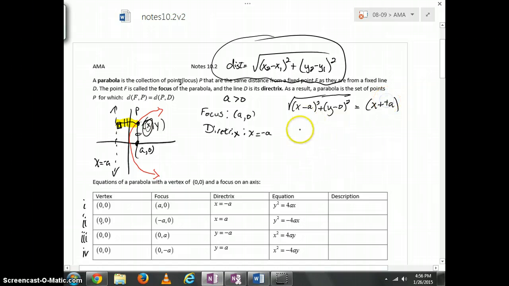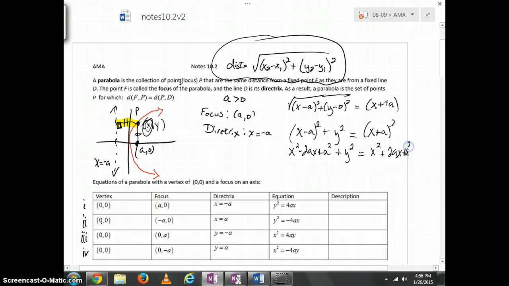Now, from here, I'm going to square both sides. And y minus 0, of course, is just y squared. Here I'll have (x plus a) quantity squared. And very quickly, as I expand and square, we'll have x squared minus 2ax plus a squared plus our y squared. On the right, we'll have x squared plus 2ax plus a squared.